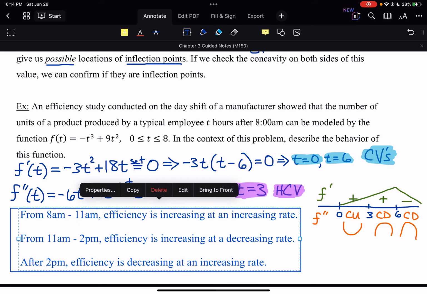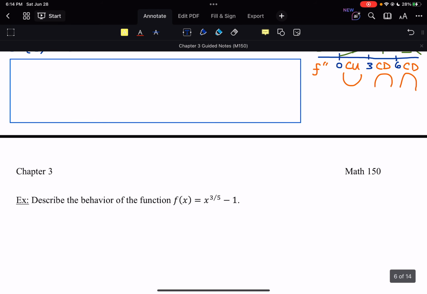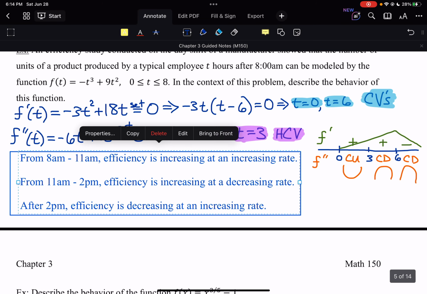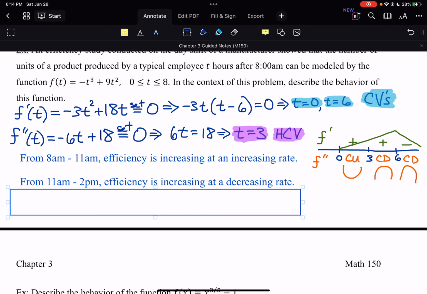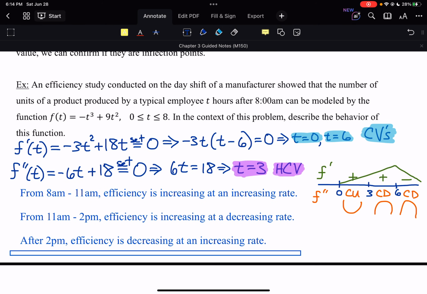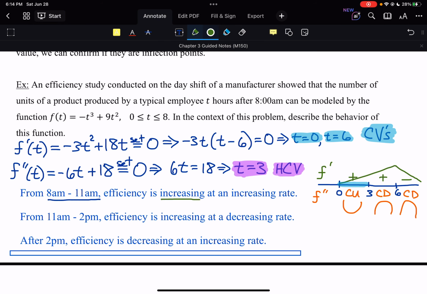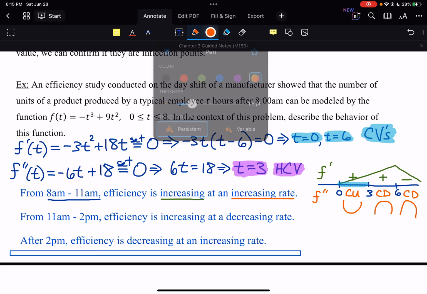So the way that we can describe this, all right, there we go. So that first piece from 0 to 3, this is from 8 a.m. to 11 a.m. Efficiency is increasing. That's the first derivative. So let me color code this. Efficiency is increasing, and it's doing so at an increasing rate as well. That's what the second derivative tells us.